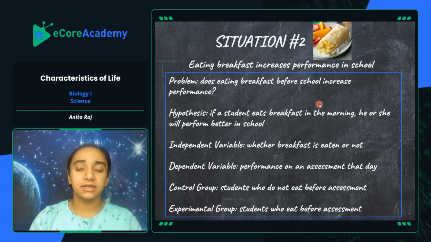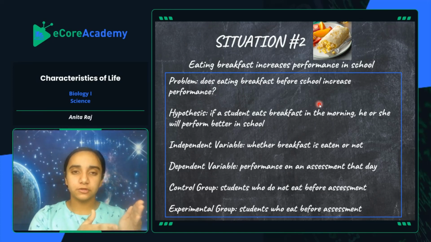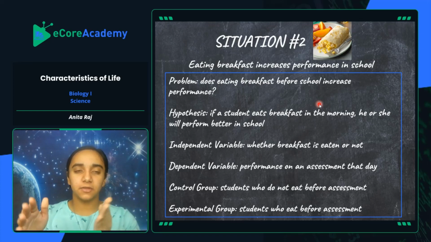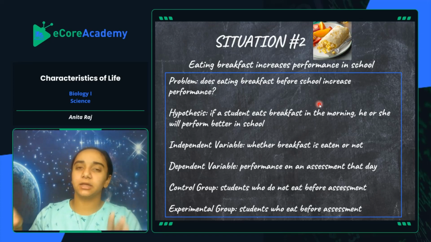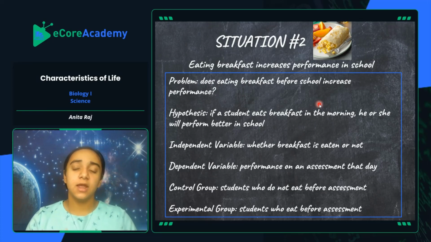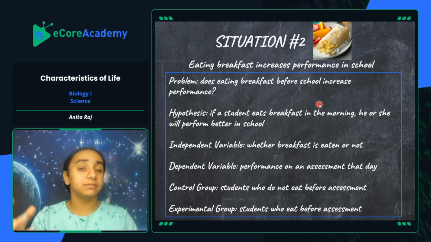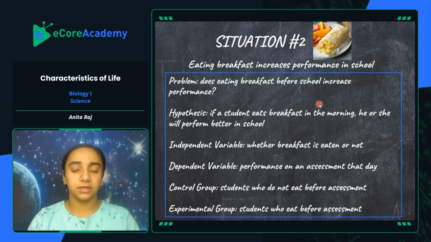And then after that test, I grade those tests, and then I put them in two piles. The first pile is the tests of kids who did eat breakfast, and then the pile of tests of the kids who did not eat breakfast. And then I just compare those grades. Maybe I calculate the mean of those grades, and then I compare them. So we can see which group did better overall in the assessment. So that's the dependent variable. That's how I'm going to measure if eating breakfast does increase performance.